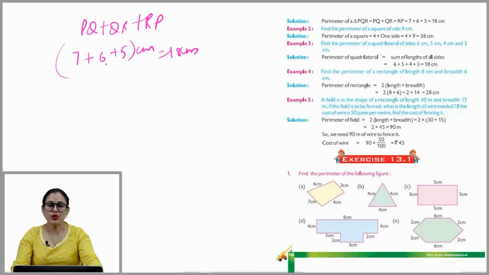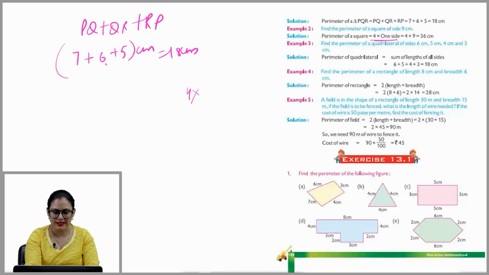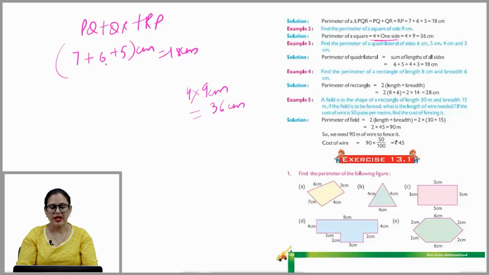Okay. Example 2, find the perimeter of a square of side 9 centimeter. You remember the formula of perimeter of a square, it's 4 into one side. 4 and one side is 9 centimeter. So the perimeter is 36 centimeter. Example 3, find the perimeter of a quadrilateral of sides 6 centimeter, 5 centimeter, 4 centimeter and 3 centimeter. You have to add all the 4 sides.